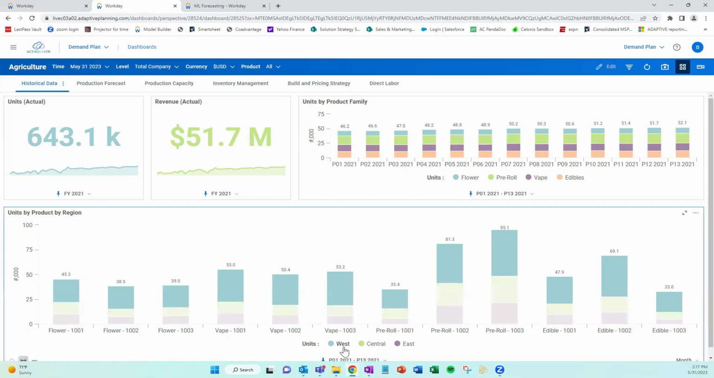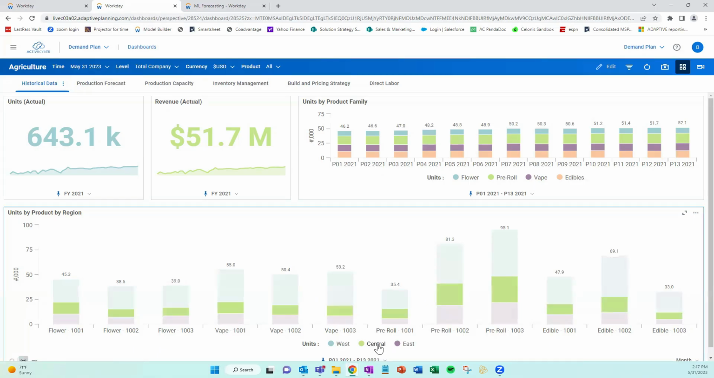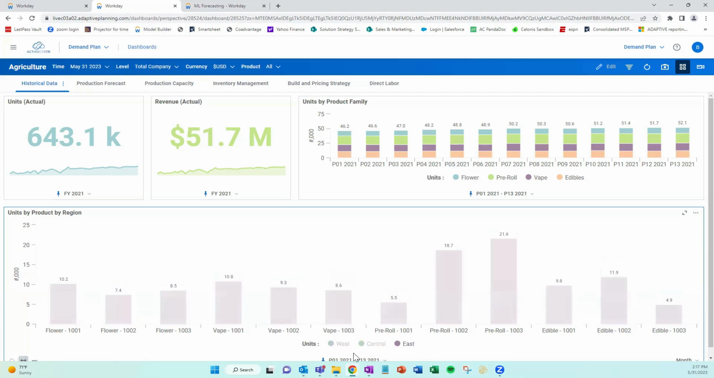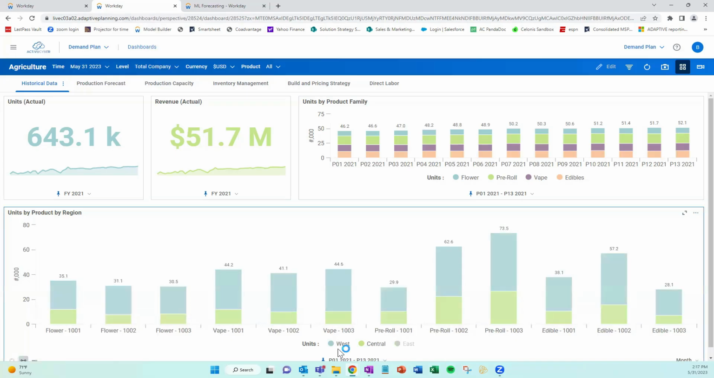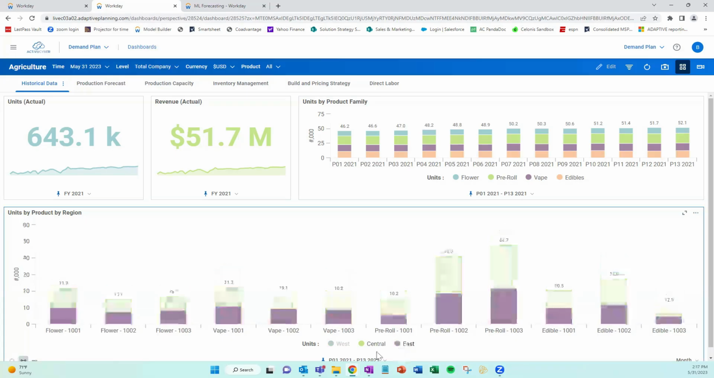So we have our different farms across the United States of West, Central, and East. Maybe if we want to just look at our East data, we can select East, or maybe we just want to look at Central. We have the ability to do that as well.